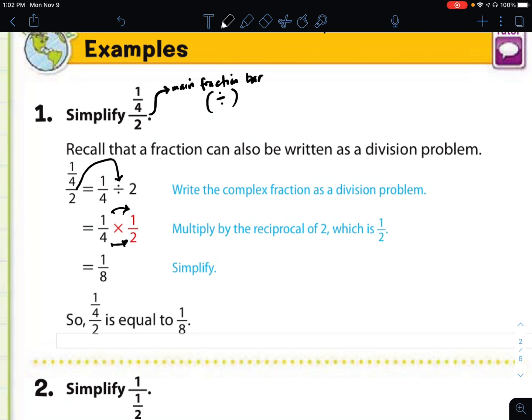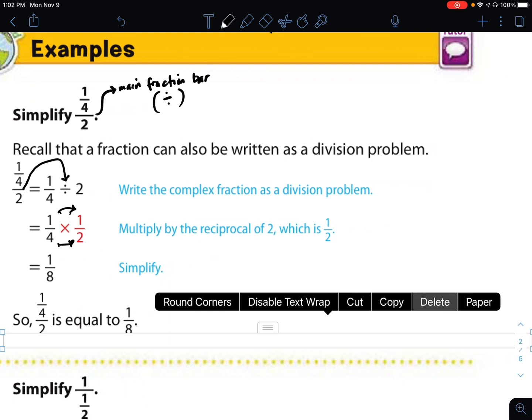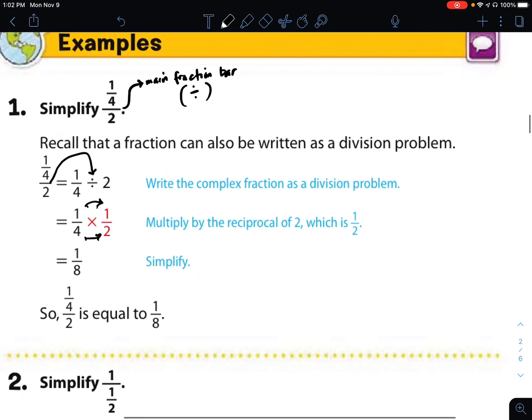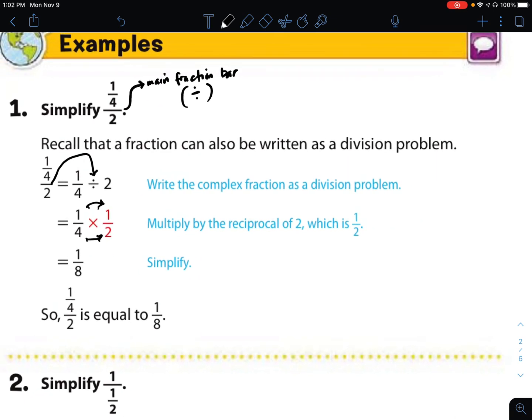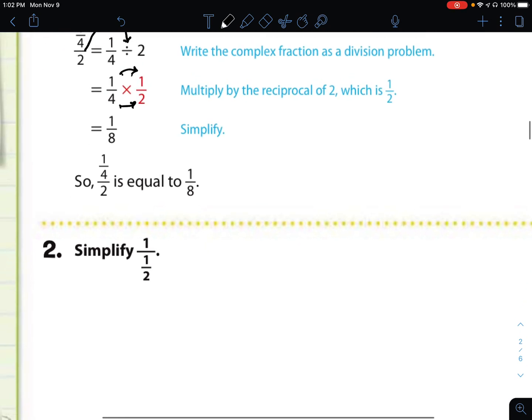So 1/4 over 1/2, okay? 1/4 over 2 is equal to 1/8. So that is example number 1. Let's take a look at example number 2.